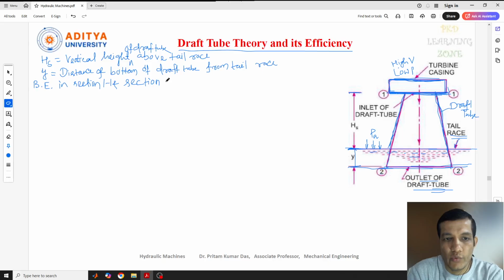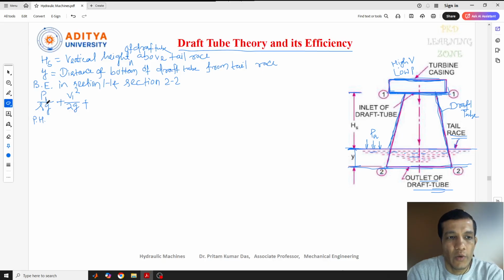Section 1 is the inlet of the draft tube and section 2 is the outlet of the draft tube. In that we can write our equation: P1 by rho g plus V1 square by 2g plus Z1. Here P1 by rho g is the pressure head.